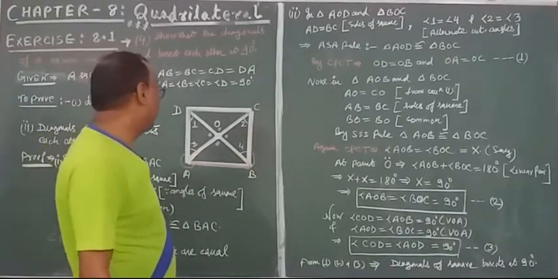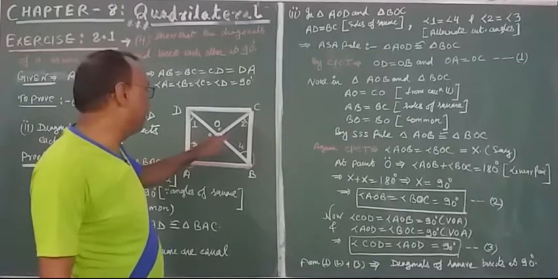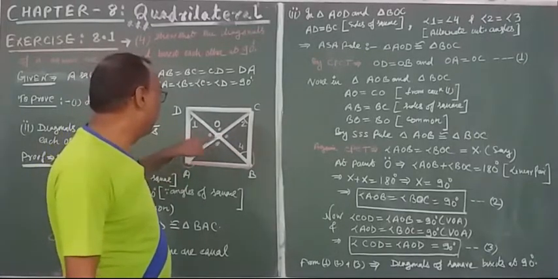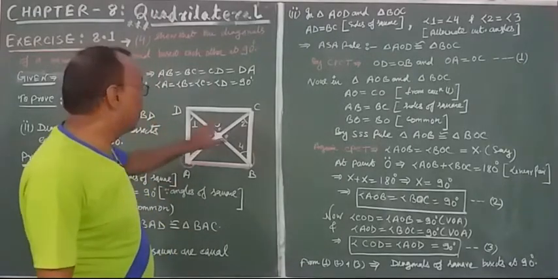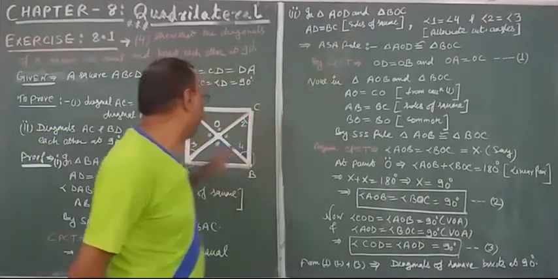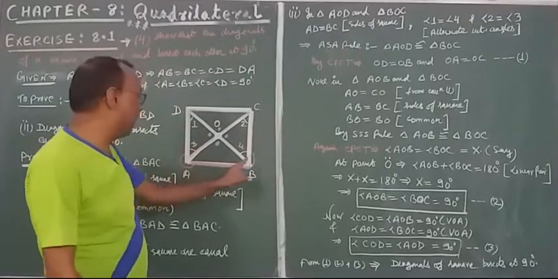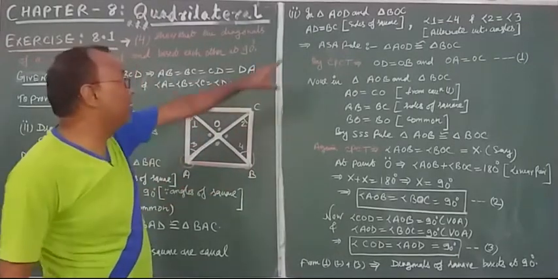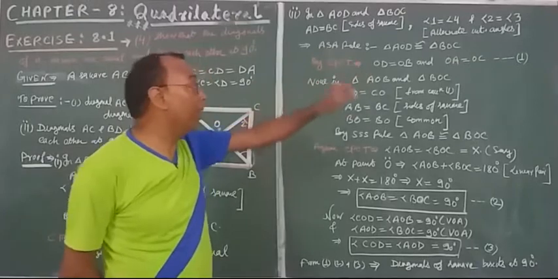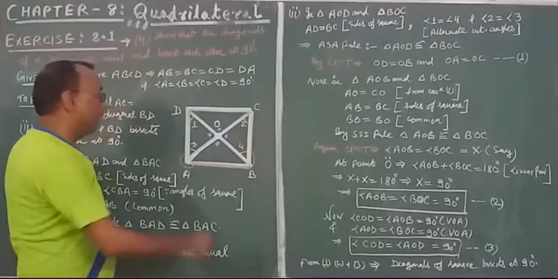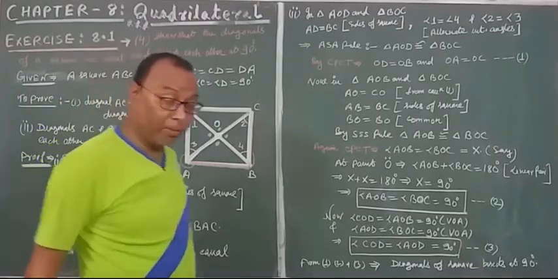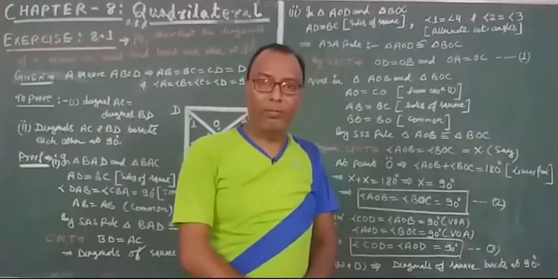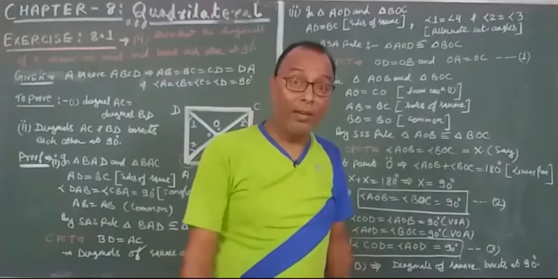Now just look at triangles AOD and BOC. AD is equal to BC or not? In triangles AOD and BOC, AD is equal to BC, because the sides of a square are equal. Again, angle 1 is equal to angle 4 because the sides of a square are also parallel.